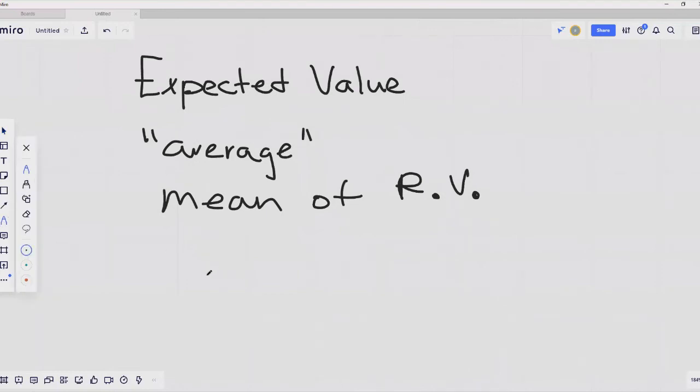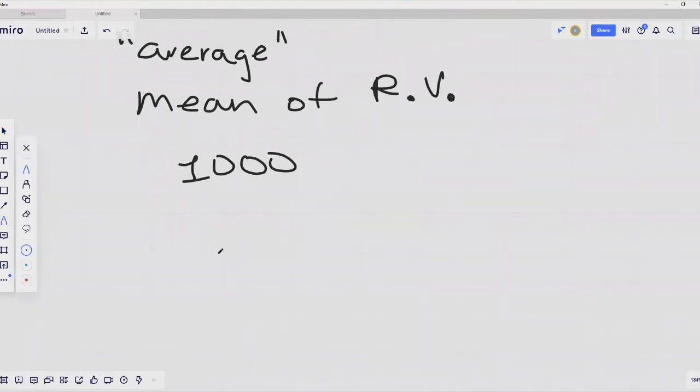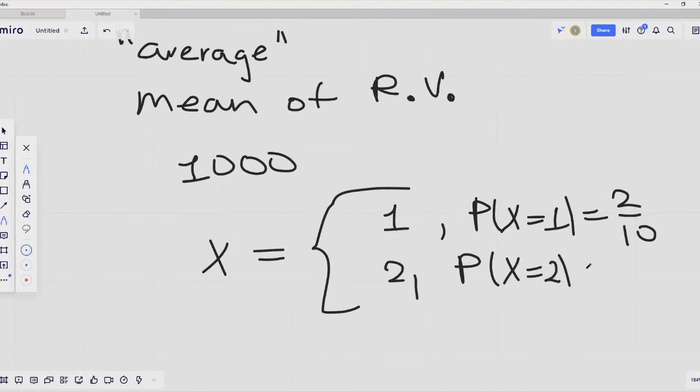Let's take a look at the following example. Let's assume that you play a certain game 1,000 times and you win X amount of money based on the following PMF, probability mass function. So you win $1 with a probability of, let's say, 2 over 10. You win $2 with a probability of, let's say, 4 over 10.